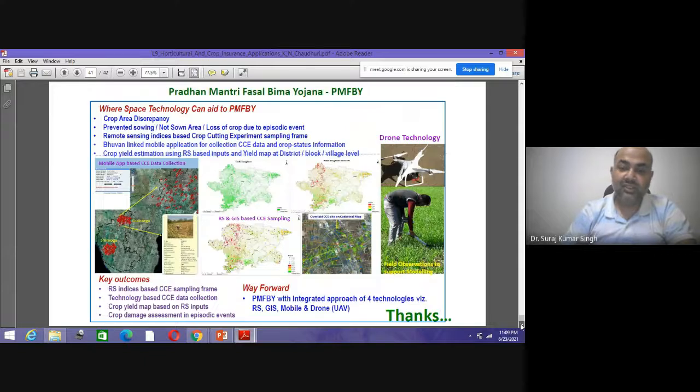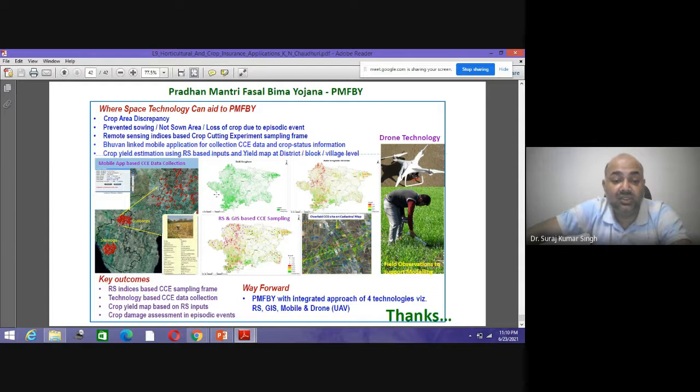So that is of great help. And nowadays, what does satellite data do? We'll be recalling it. That provides crop area discrepancy, prevented sowing, not sowing area, loss of crop due to episodic event, remote sensing indices based crop cutting experiment sampling frame, a mobile application for collecting CCE data and crop status information, crop yield estimation using RS-based inputs and yield data in districts.